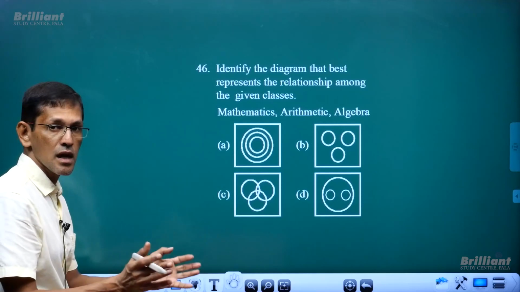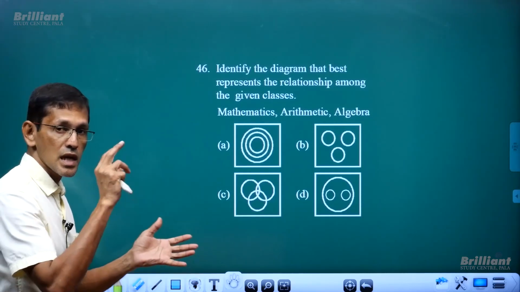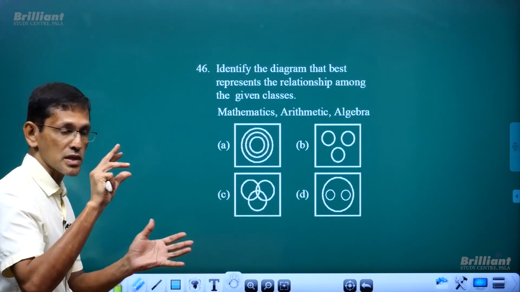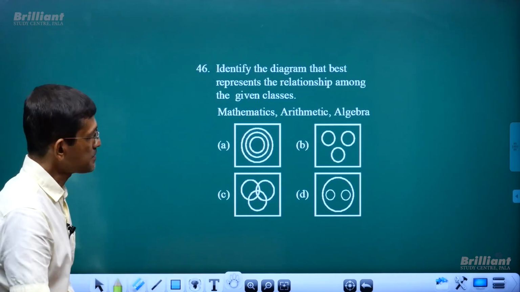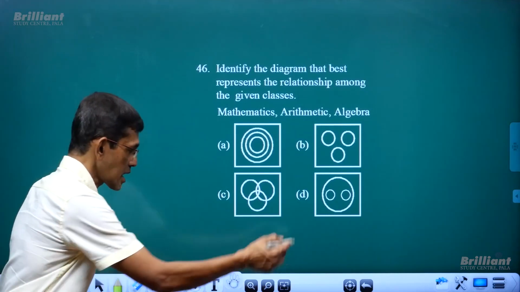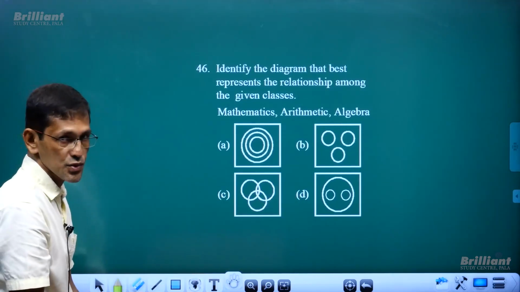Mathematics is the bigger circle. Inside mathematics, you have 2 subsets. One is arithmetic and the other one is algebra. So the best answer is D. Answer choice D, delta.